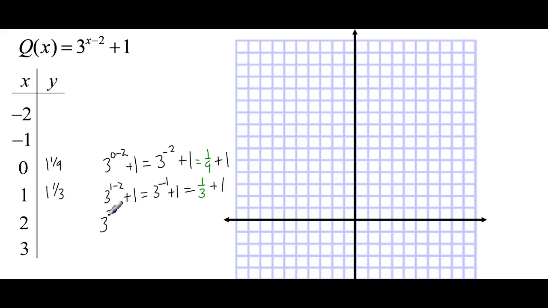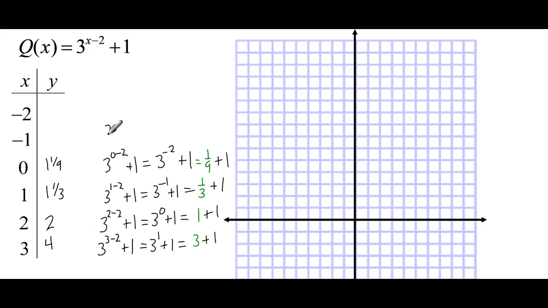And the first one that comes out not to be a fraction, that comes out kind of nice, is when we plug in 2. Because 2 minus 2, that's where you finally don't have a negative exponent anymore. You've got an exponent of 0. 3 to the 0 is 1. So that's kind of the first nice point on this graph. If I plug in 3, that also comes out nice. 3 minus 2 is 1, so your exponent is a nice positive number, just like you prefer. 3 to the 1 is 3. 3 plus 1 is 4.